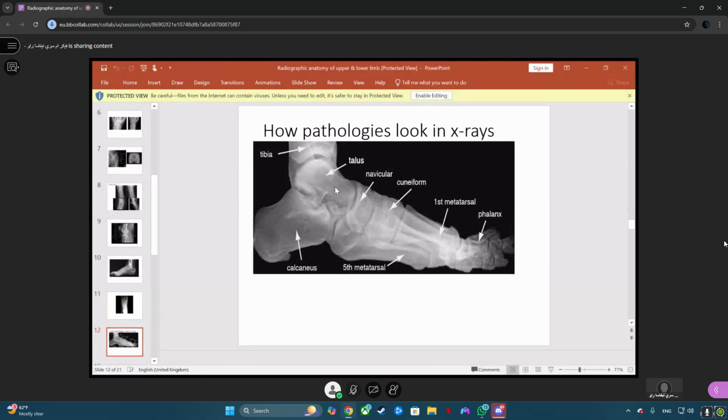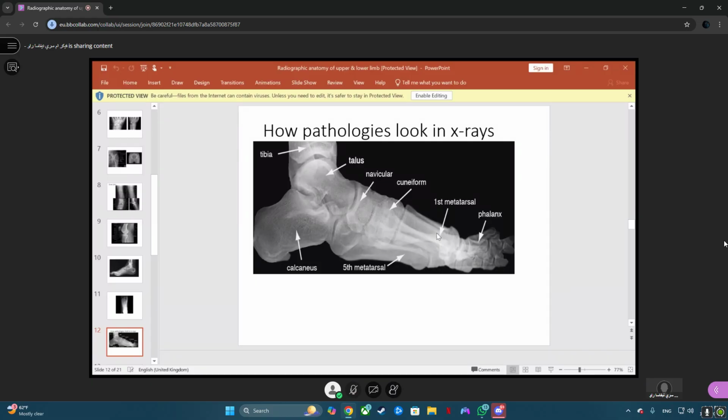So coming to this diagram, you can see here, this is the tibia. On the other side, you'll have the fibula. Next, talus, calcaneum. This is navicular, cuneiform. There are three cuneiforms: medial, intermediate, and lateral. Only the medial cuneiform you are seeing in this view.